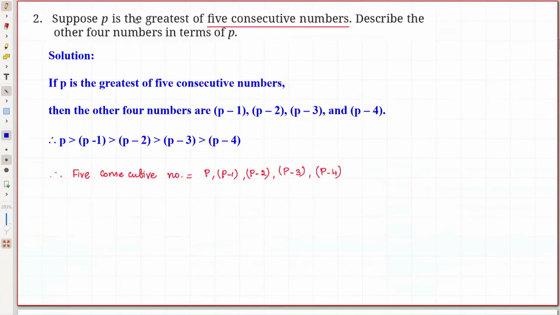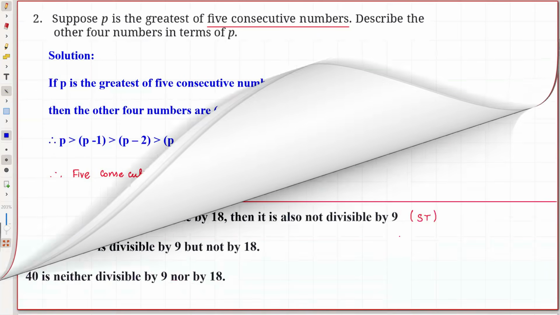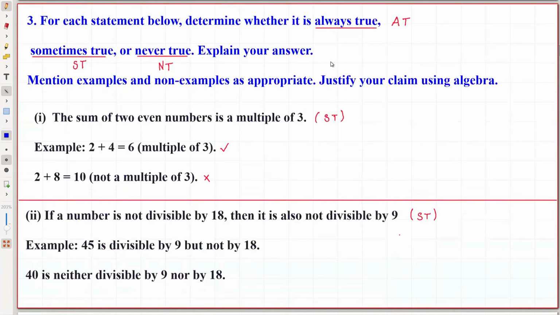So next one is, suppose P is the greatest of 5 consecutive numbers. Describe the 4 numbers in terms of P. The highest number should be P, so everything else should be less than P: P minus 1, P minus 2, P minus 3, P minus 4. According to the condition, P should be the greatest. Therefore the 5 consecutive numbers are P, P minus 1, P minus 2, P minus 3, P minus 4.